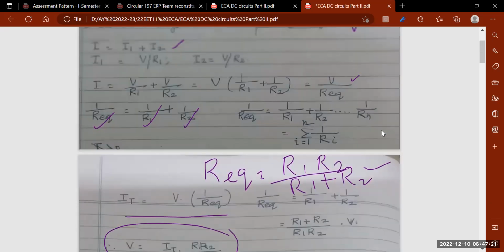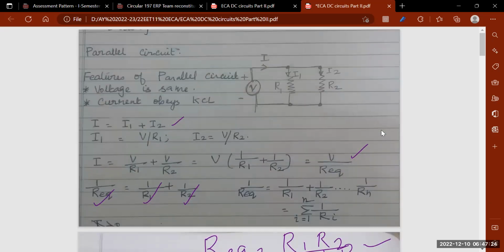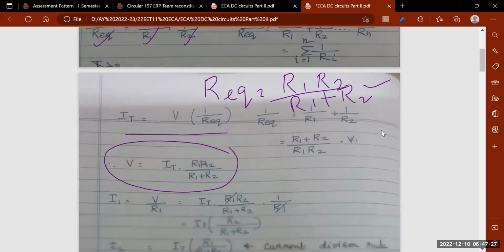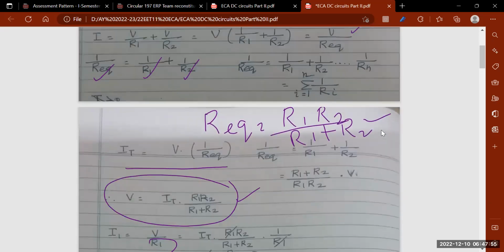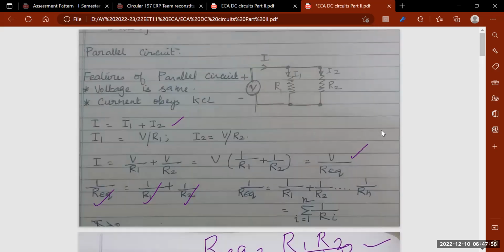Okay. Now going back to the diagram, what is my I1? I1 is V by R1. Now V I can substitute from this equation: I of t times R1 R2 divided by R1 plus R2, and writing this 1 by R1. So R1 and R1 get cancelled. I end up with the equation I1 is equal to I of t multiplied by R2 divided by R1 plus R2. And this is called current division. Now how to keep memorizing this current division?